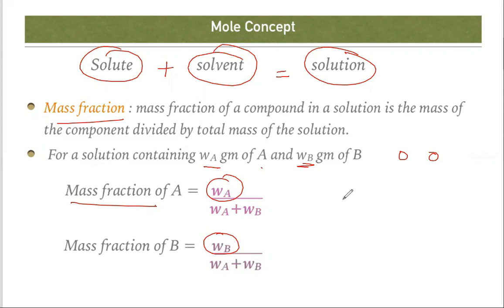We can take any example. Let's suppose we take 2 grams plus 4 grams. Two components are mixed and he is asking what is the mass fraction of component A. If this is component A and this is component B, then it is 2 divided by the total, that is 6. And if he is asking about the mass fraction of B, that is 4 divided by 6. In this way we can do the simple calculations.